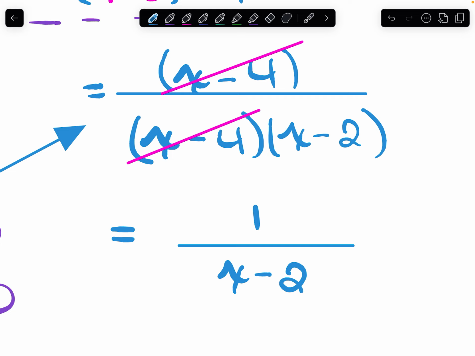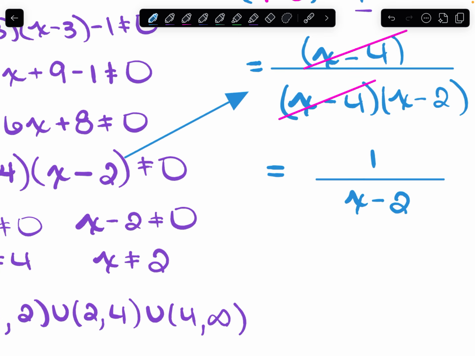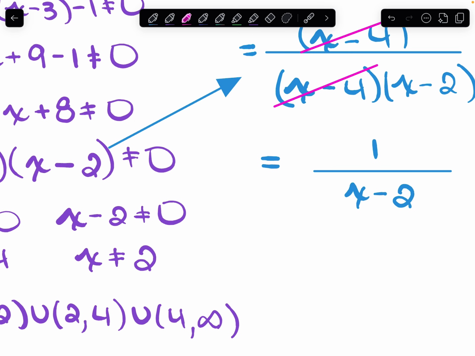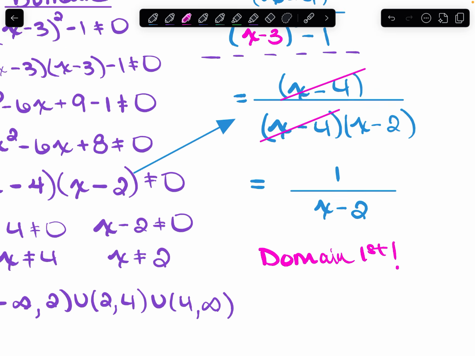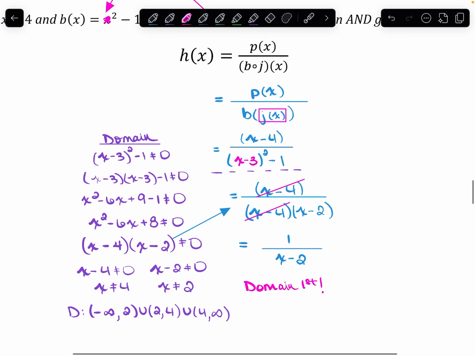So if you do have to simplify this function, this is an example of one where you must do the domain first. Because notice, if you wait, you're going to lose that 4. So if you do have to simplify, domain must come first. That's why we've always done the domain first, because every now and then you will wind up with a function where something divides out. So if you saved your domain for last, it's going to be technically wrong. So just be careful with that idea.